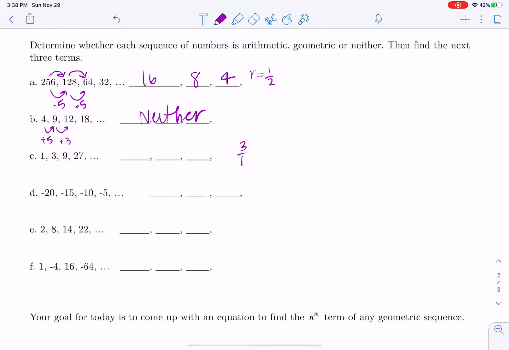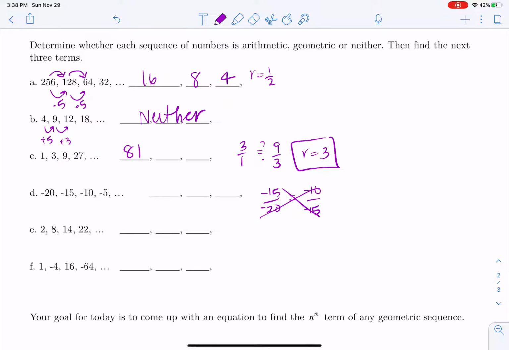Is the ratio of 3 divided by 1 the same as 9 divided by 3? And it is. So my common ratio here is 3. So multiplying by 3 each time, 81, and so on and so forth. So 27 times 3. Here is the ratio of -15 over -20. Is that the same as -10 divided by -15? And it is not. This is actually an arithmetic sequence where my common difference is 5. I'm adding 5 each time. So 0, 5, and 10 would be my next 3 values.